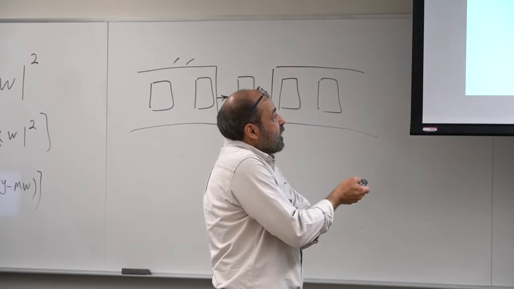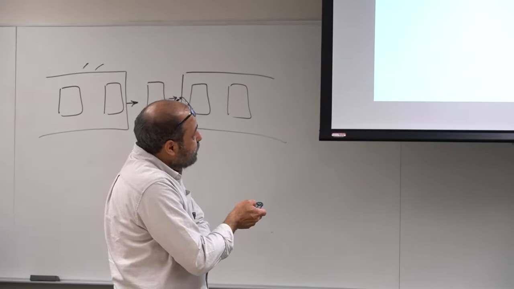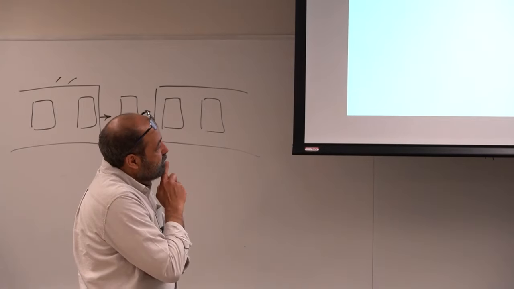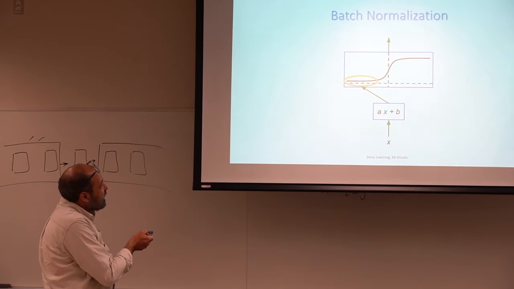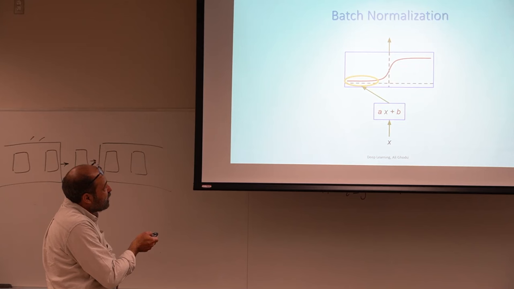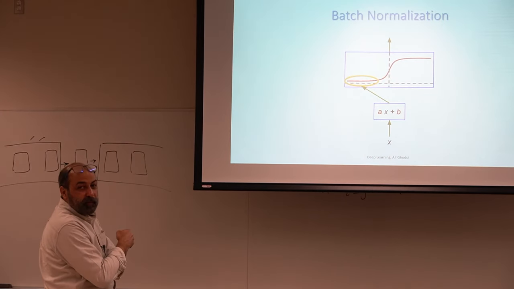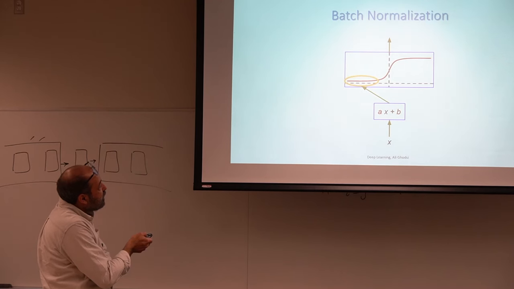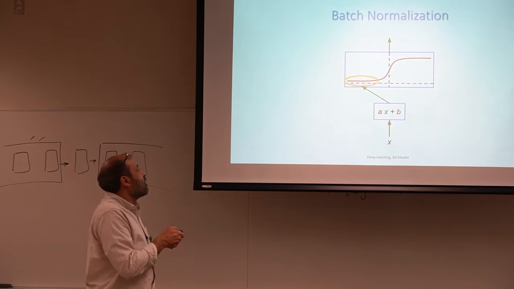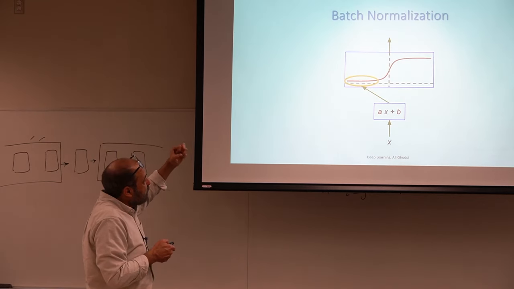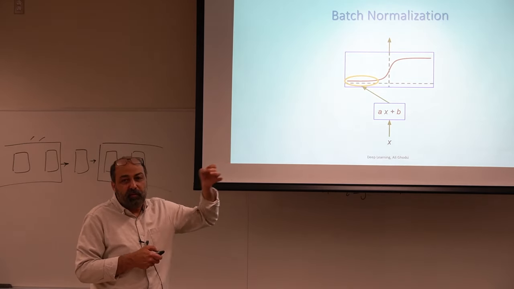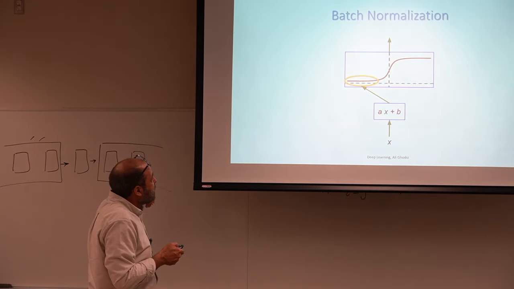So this image is from their paper. Assume that your activation function is a sigmoid function. Your sigmoid function has a saturated part here, a saturated part here, and a linear part here. If the input has a value which activates the saturated part of your activation function, the output is going to be dramatically different from your input. The same as this saturated part.